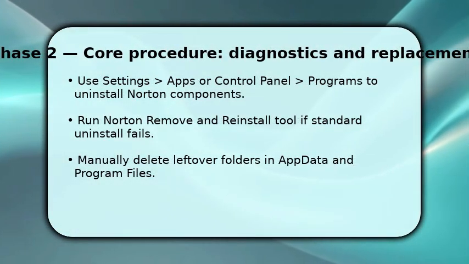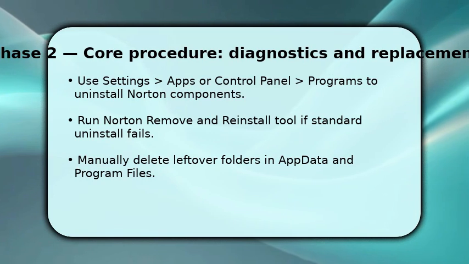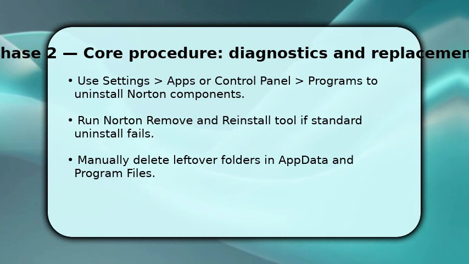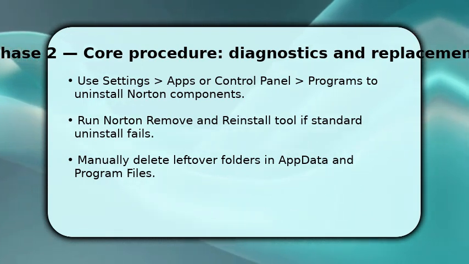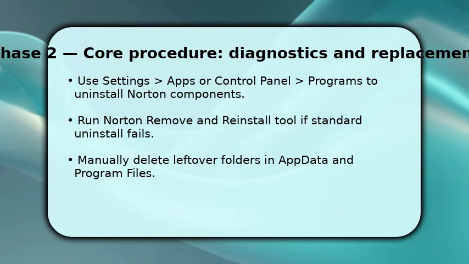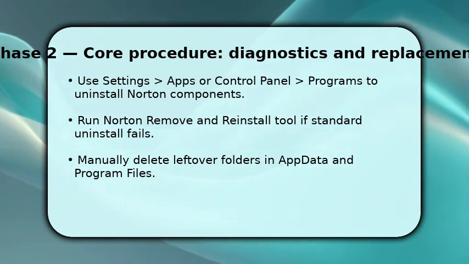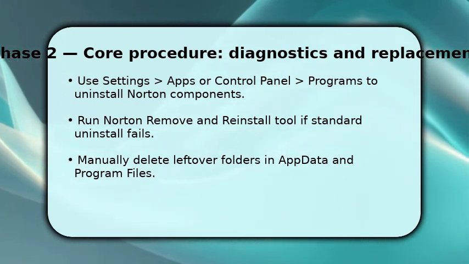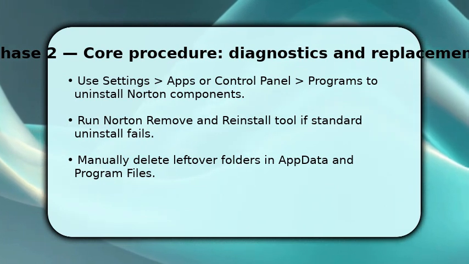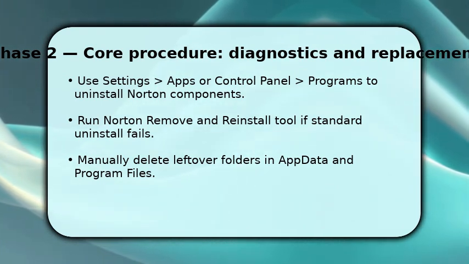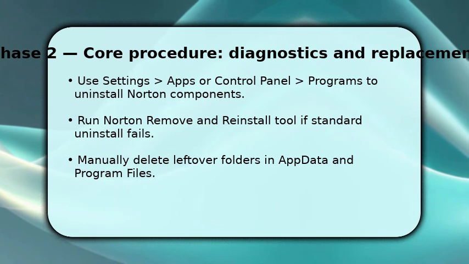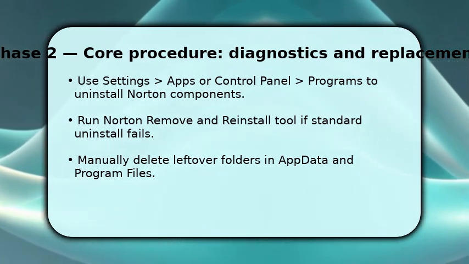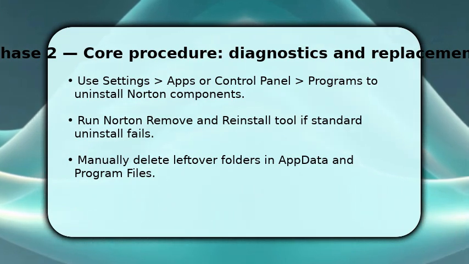You now remove the program itself. Go to Settings Apps or Control Panel Programs and uninstall Norton Password Manager plus related Norton components. If the uninstall stalls, download and run the Norton Remove and Reinstall tool. That tool cleans registry entries and stubborn services. After uninstall, check program files and app data for leftover Norton folders and delete them. This clears stray configs. Make sure to close all applications before deleting. Once those steps finish, proceed to browser cleanup.